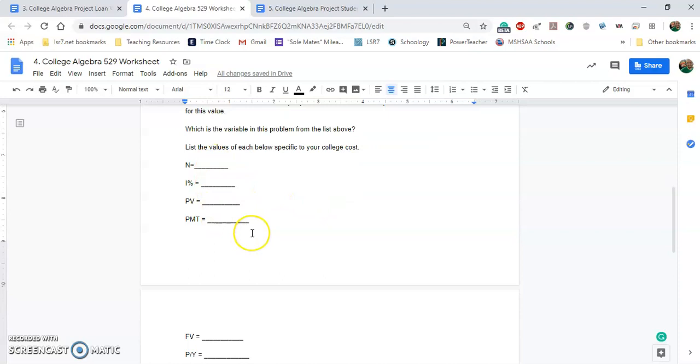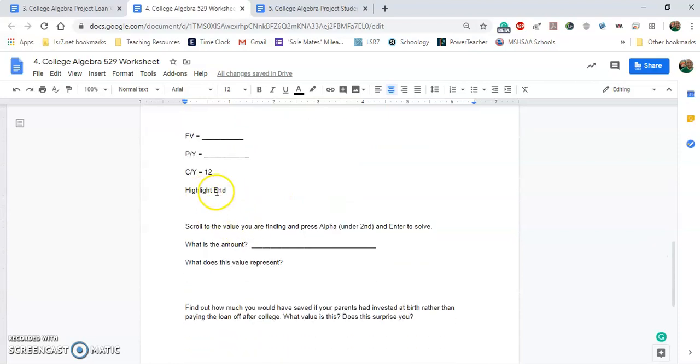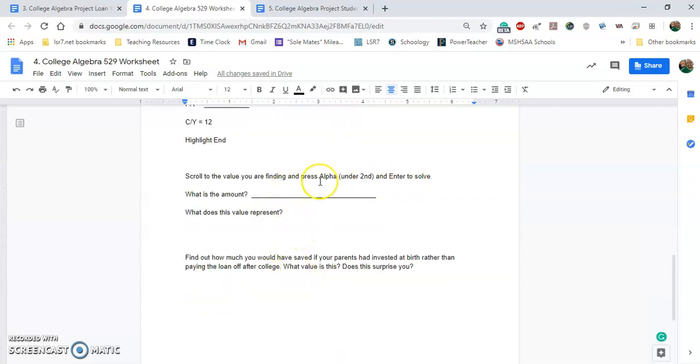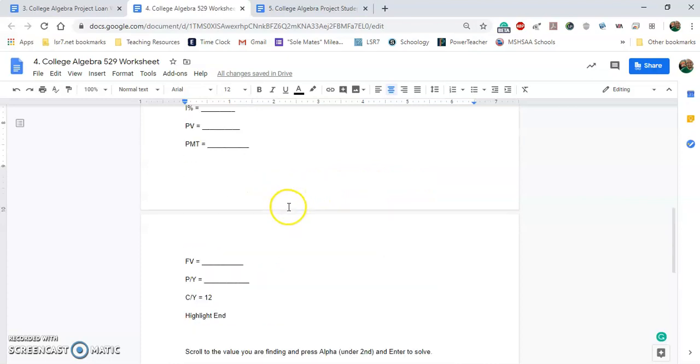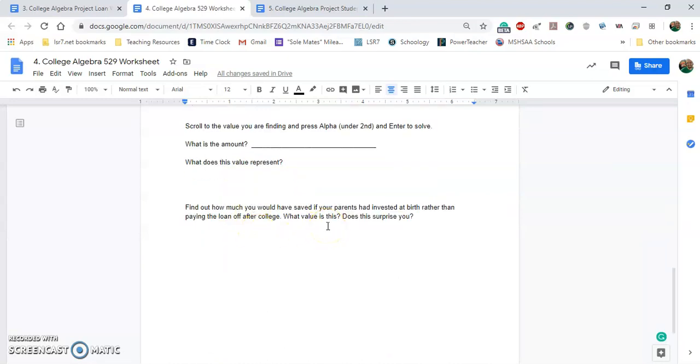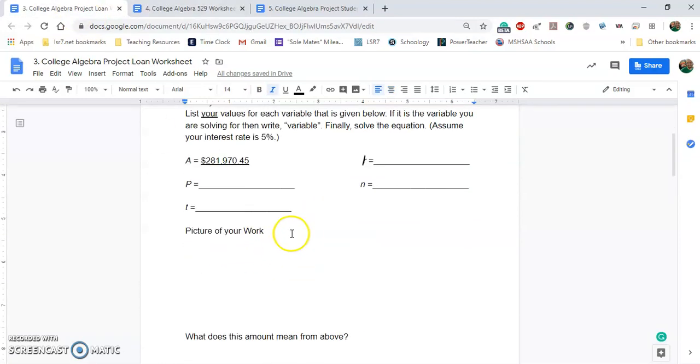Make sure that you list each of these down below for yourself. When it says highlight END, then it fills in your missing variable. So keep that in mind as you go through it: it fills in the missing one. After you press enter to solve, it tells you what the missing variable is. And then from there, find out what that value represents, and how much your parents would have saved if they had this invested at birth rather than paying off your loans. So the information you need for this last question, you need to pull from this as well. So keep that in mind.